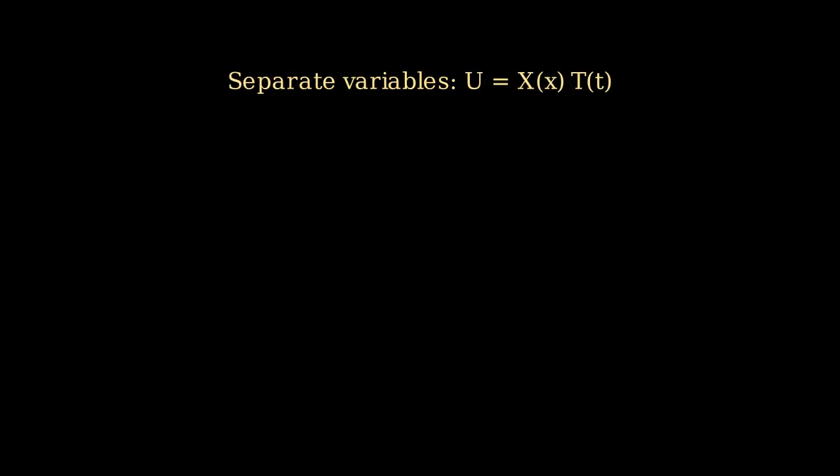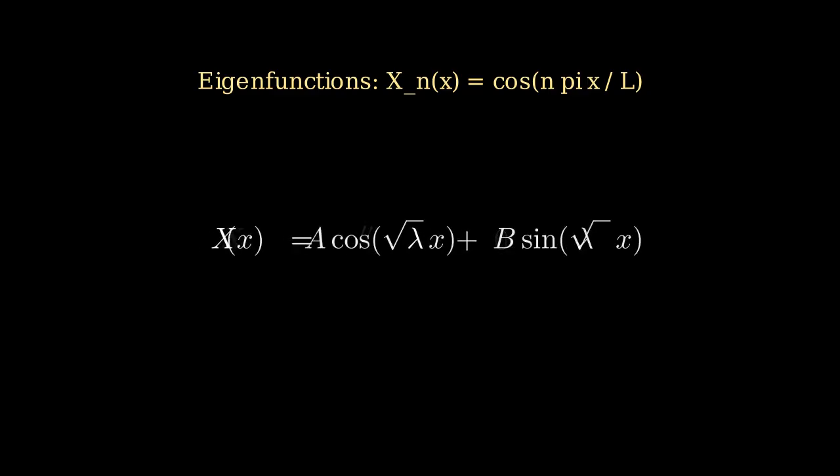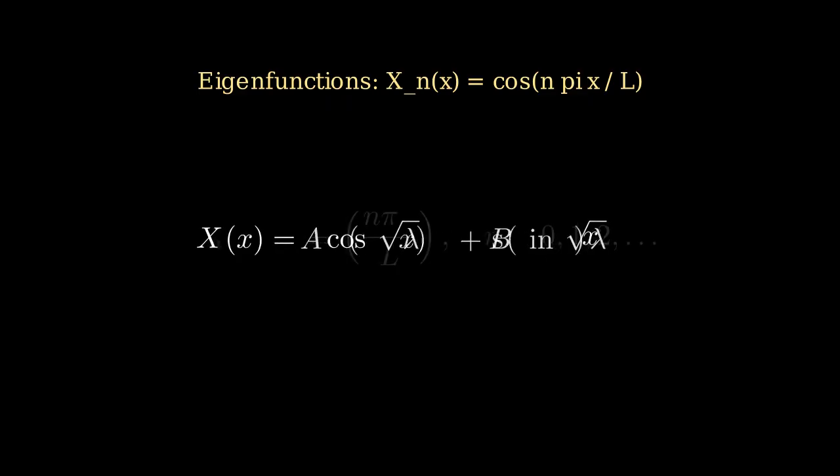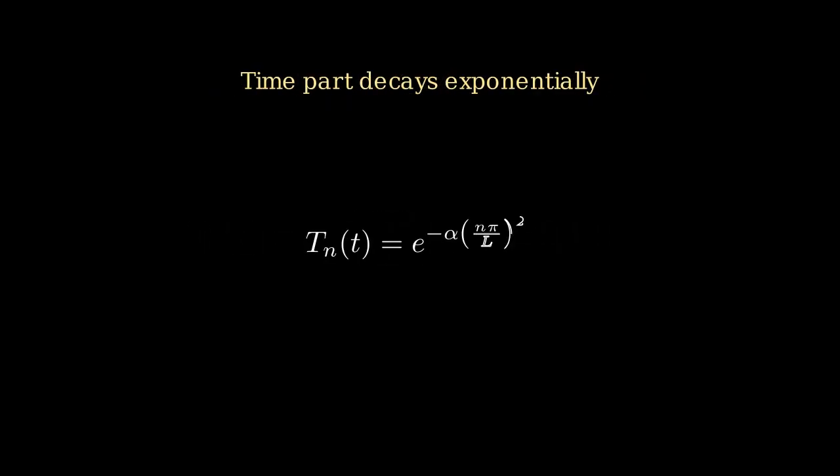Solving the equation for X together with the zero flux boundary conditions gives the eigenfunctions X_n(x) equals cosine of nπx divided by L for n equals 0, 1, 2, and so on. The matching time part decays exponentially. It is T_n(t) equals e to the negative alpha times (nπ divided by L) squared times t.